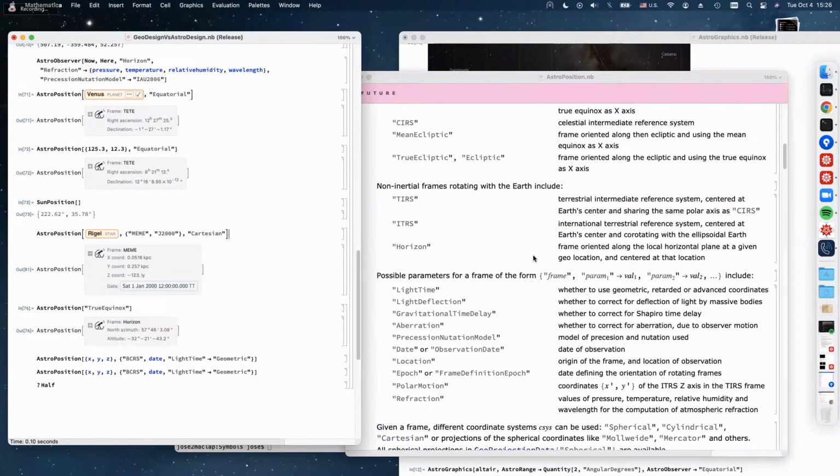Okay. Now, the coordinate system you're saying is a separate argument to AstroPosition. I think that's right, because it's very typical that you just want to change that. You just have Cartesian and you want cylindrical. You don't have to touch anything else.